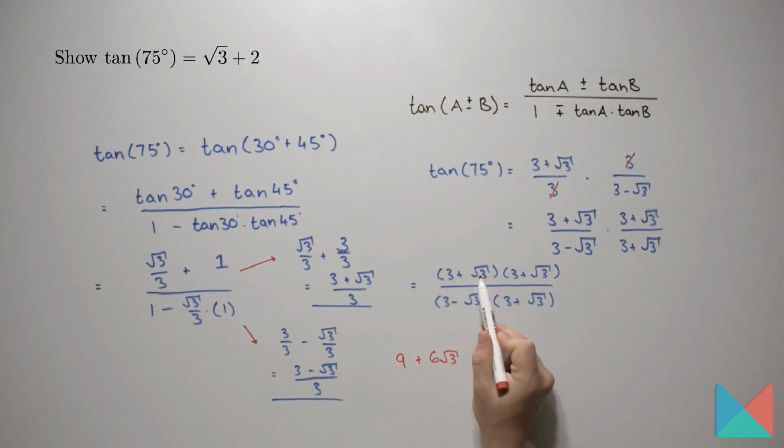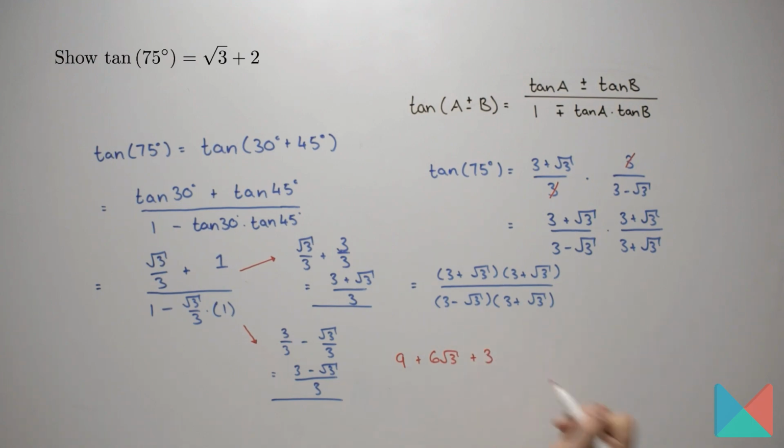And then we're going to have root 3 times root 3, which is going to be root 3 squared, and the square roots cancel out, so we're left with plus 3. And notice here we're going to have 9 plus 3, which is going to be 12, plus 6 root 3. So the top of our fraction expands into this expression here. And let's see what the bottom of our fraction expands into.